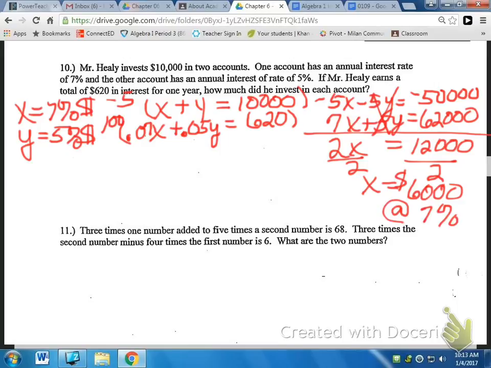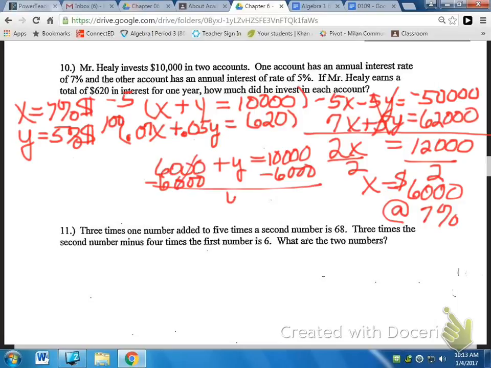How can I figure out how much was invested at 5%, Ben? Yeah, so I'm going to go 6,000 plus Y equals 10,000. Subtract your 6,000 from each side. How much did he invest at Y? $4,000 at 5%. What do you think about that?